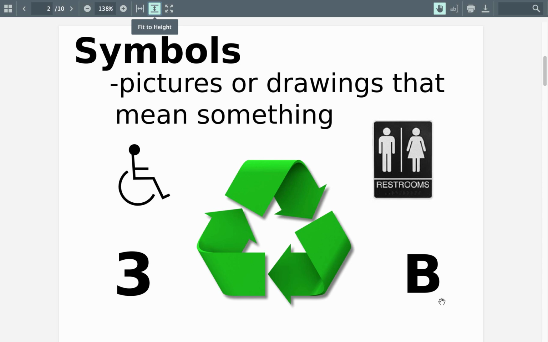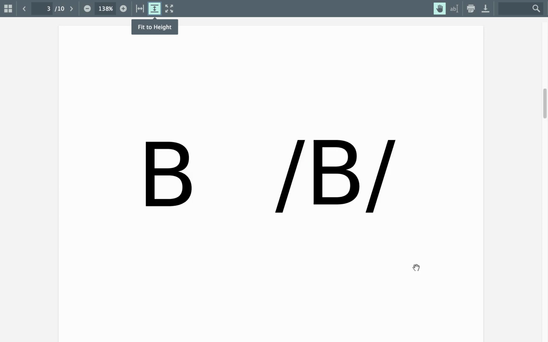In case you don't already know, an alphabet is a set of characters or symbols that represent sounds. For example, this letter B represents the sound B. Just like this restroom sign represents where the restrooms are. The letter B represents the sound B. B, B.